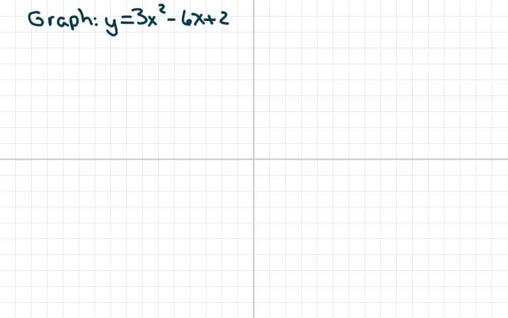So basically we want to graph this. And the first thing we want to determine is, does this open up or down? This is going to open upwards, like your hands up over your head, because this 3 is positive. All right, that's step 1. A is positive, so it opens up.